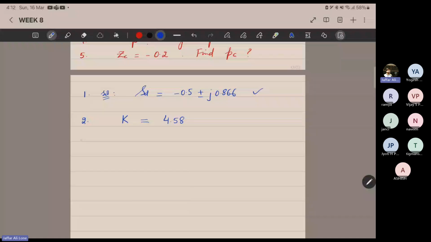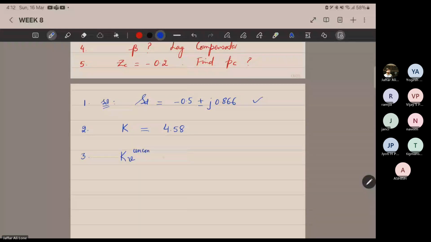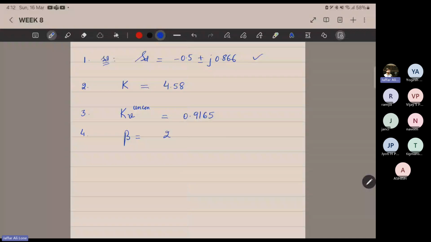Similarly, then Kv uncompensated is equal to 0.9165. Similarly, beta is equal to 20 and BC is equal to minus 0.01.